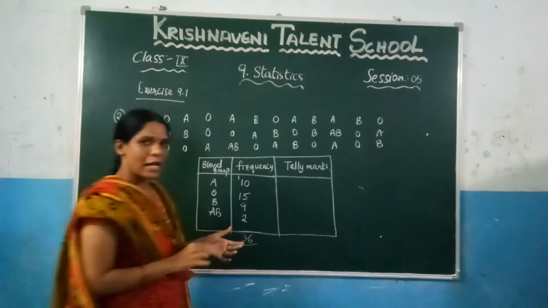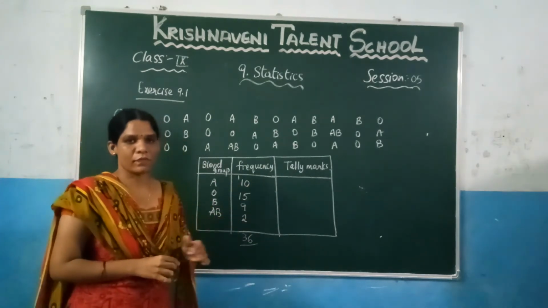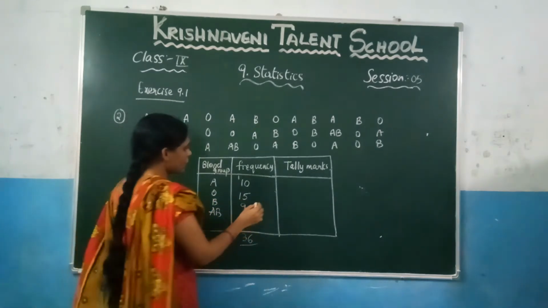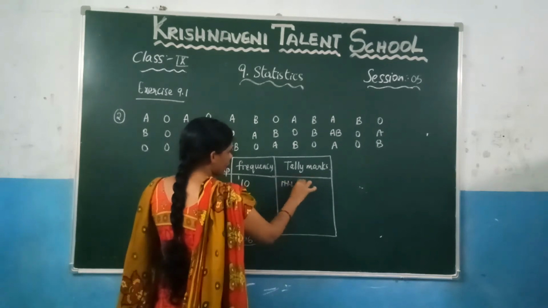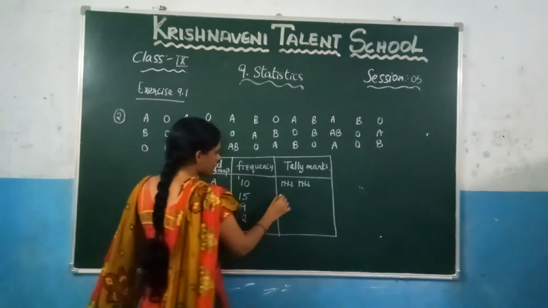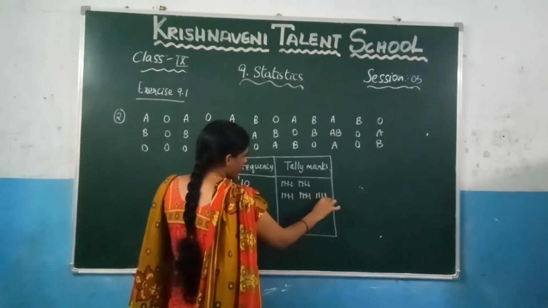So how to write the tally marks? We are writing the tally marks based on one pattern by taking the vertical lines. So 5 lines we are taking at once. So let us see here how to draw here 1, 2, 3, 4, 5, 6, 7, 8, 9, 10. Like that you need to consider. The next one 15. So write it here 5, 10, 15.